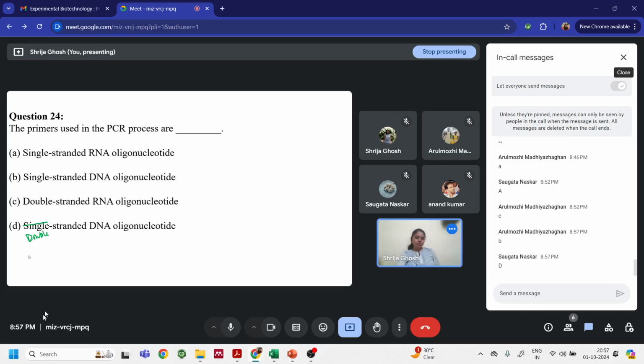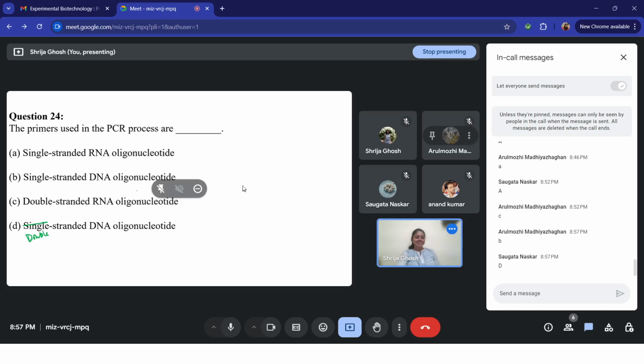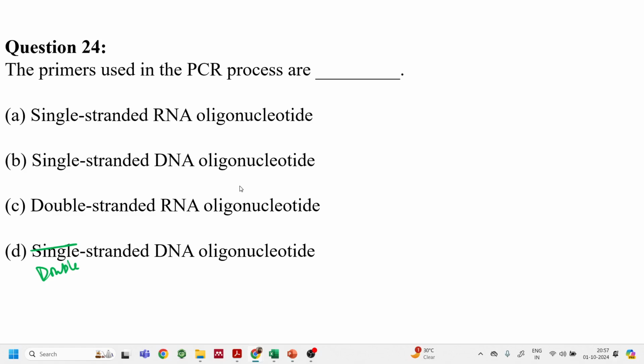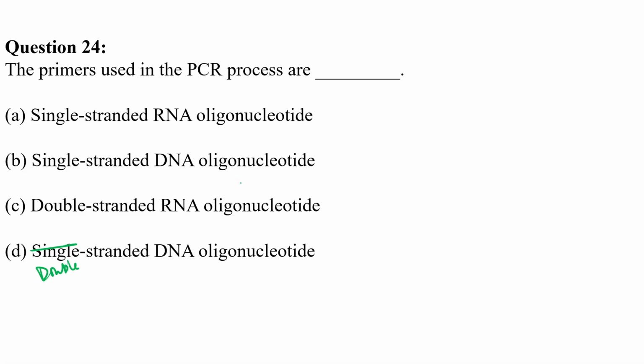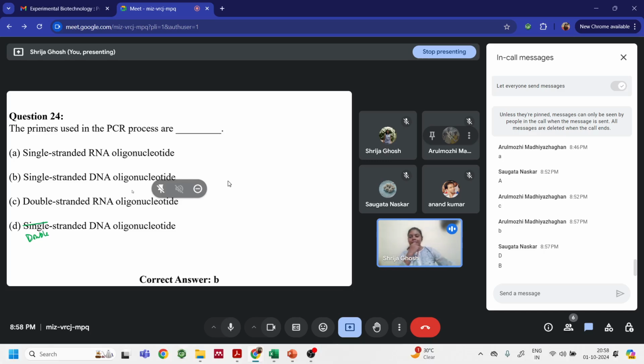So we have two answers, option B or option D. Option D is now double stranded, I've changed the option. So you have changed your answer also. Yes, the correct answer is single stranded DNA oligonucleotide. So the primers that we are using are single stranded DNA oligonucleotides.